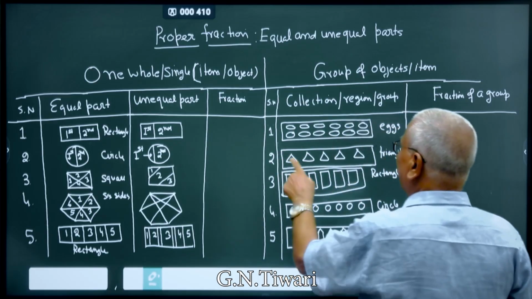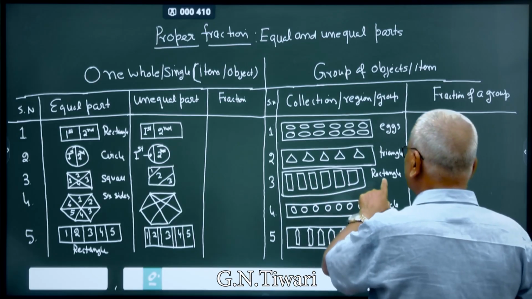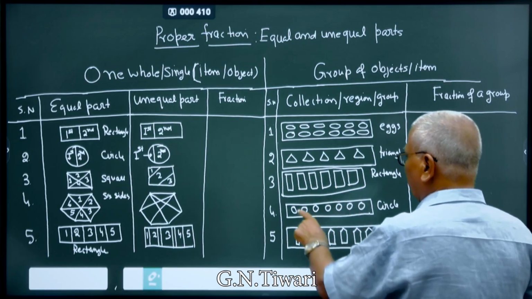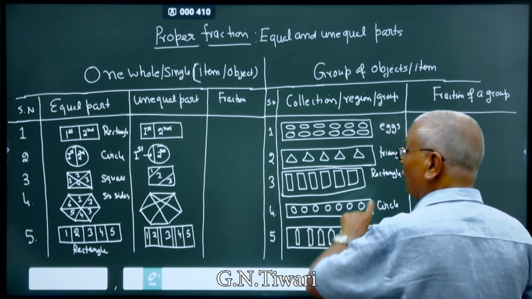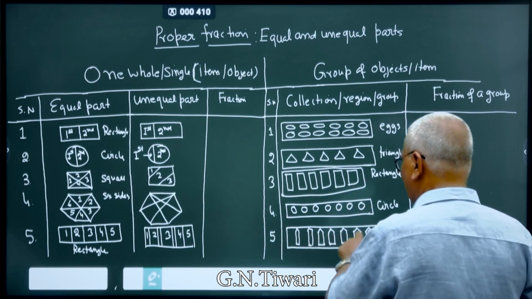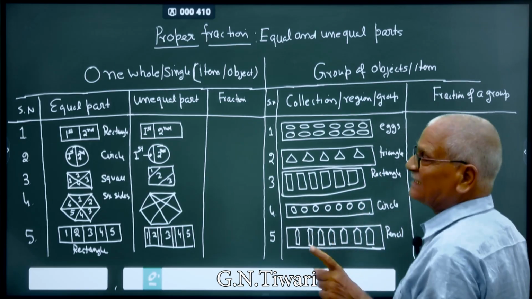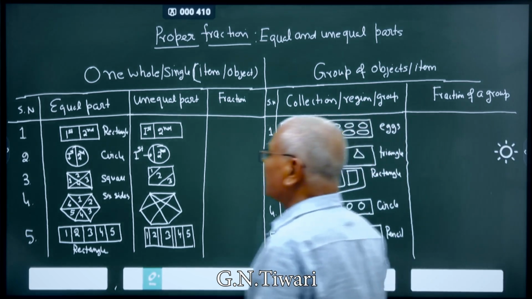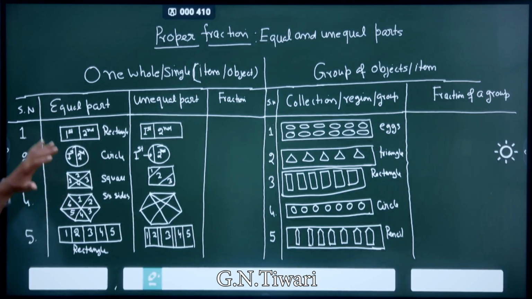Similarly, this is the triangle. There are 5 triangles in one block. There are rectangles, 1, 2, 3, 4, 5, 6, in one block. There are 7 circles in one block, one group. 7 pencils in a block. But they should be equal in size. The number here may be different, here also the number may be different, but it should be equal size.